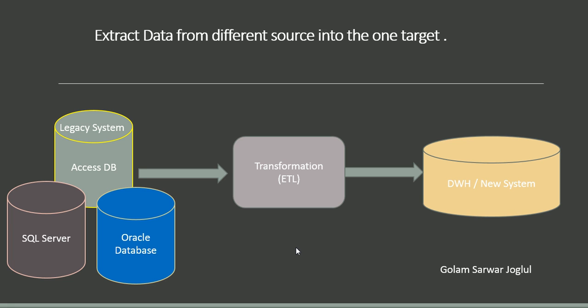Hi, in this video tutorial, we'll learn how to extract data from different sources into one target database using Informatica PowerCenter. As you see here, we have three databases. One is an Access database, another is SQL Server, and another is an Oracle database. From those databases, we'll extract the data and transform it here, and then we load the data into the data warehouse or into the new system.